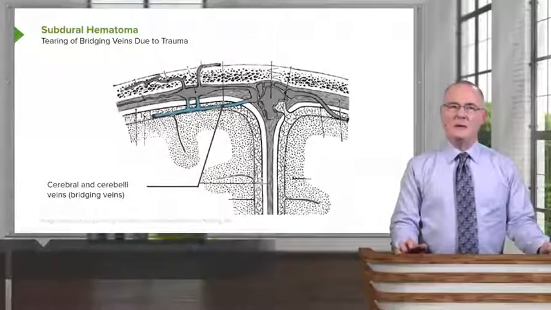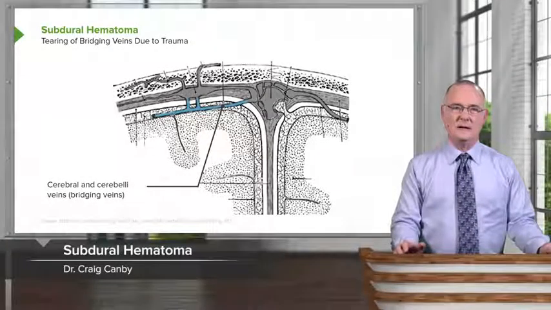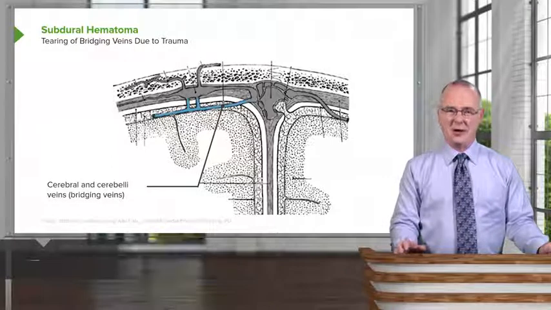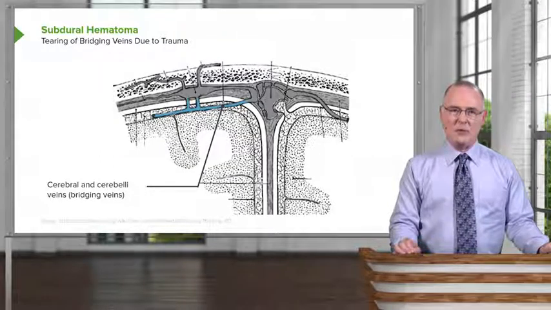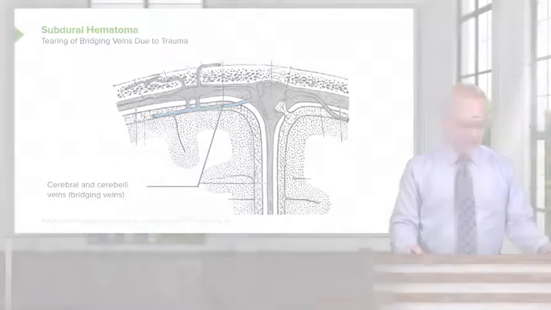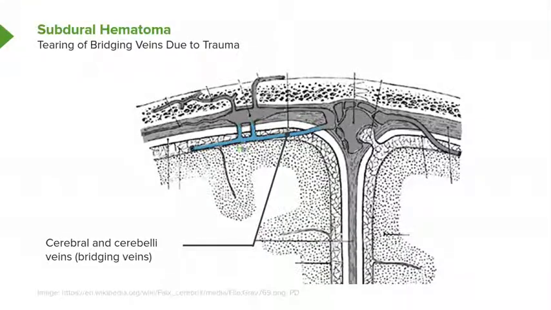The next form of intracranial bleed is a subdural hematoma. This is due to tearing of bridging veins as a result of trauma. We do see in the illustration an example of a bridging vein. It is shown right in through here.